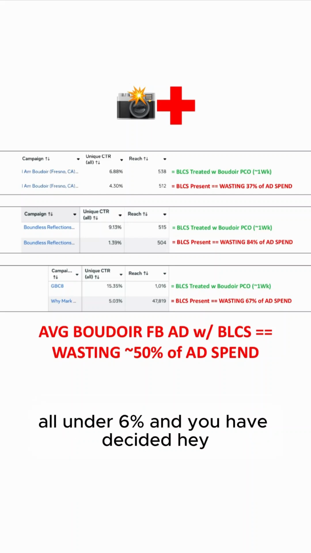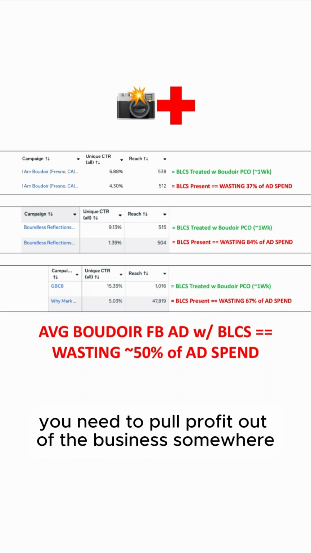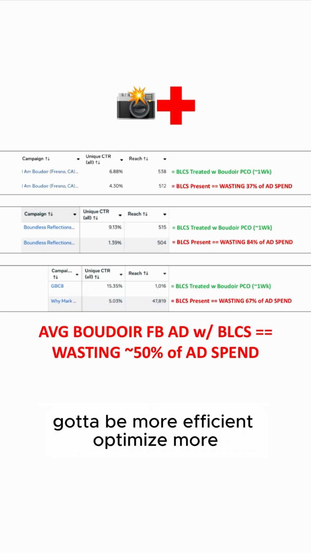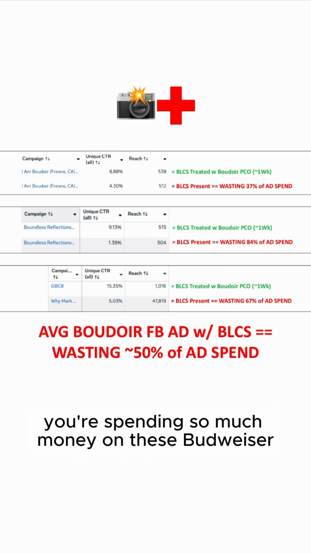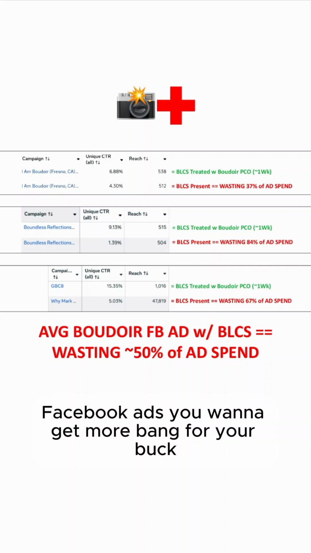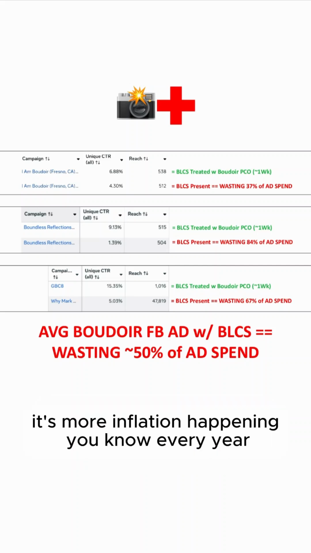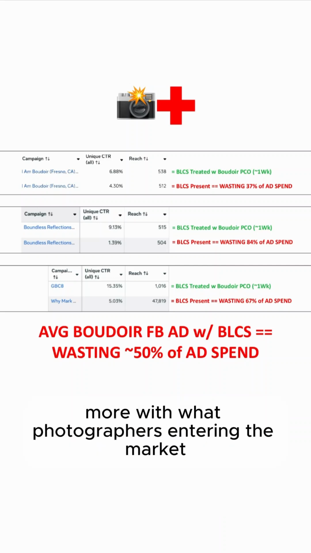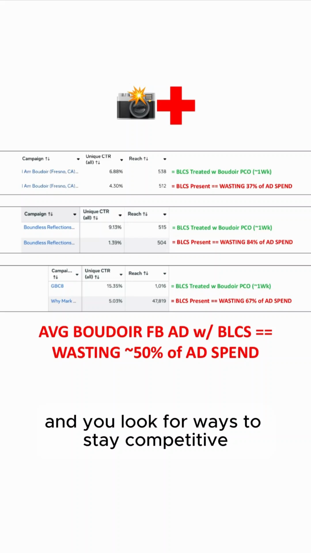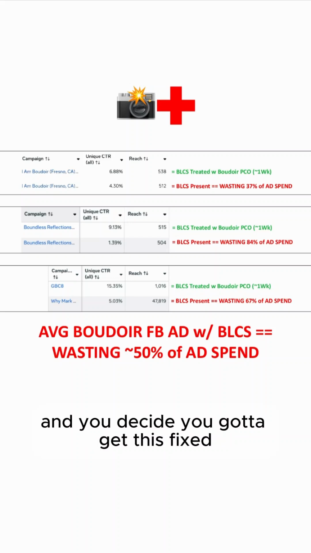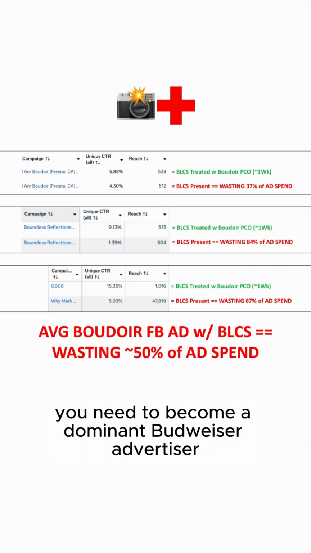So if you're a BLCA, a Boudoir low click advertiser, and your Boudoir Facebook ads have unique CTR all under 6%, and you decide you need to pull profit out of the business somewhere, got to be more efficient, optimize more. You're spending so much money on these Boudoir Facebook ads and you want to get more bang for your buck. There's more inflation happening every year in real life, more Boudoir photographers entering the market, and you're looking for ways to stay competitive. And you decide you've got to get this fixed. You need to become a dominant Boudoir advertiser.